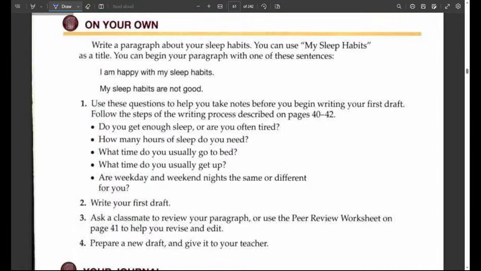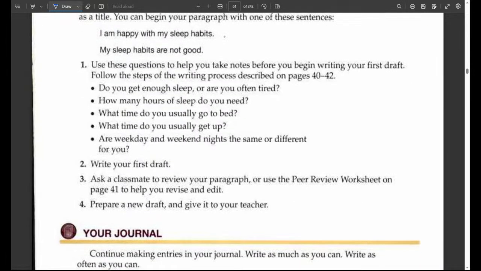On your own. You can do these things on your own. So write a paragraph about your sleep habits. You can use My Sleep Habits as a title. You can begin your paragraph with one of these sentences: I am happy with my sleep habits. My sleep habits are not good.